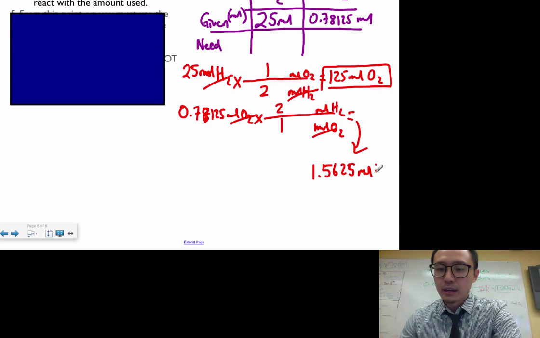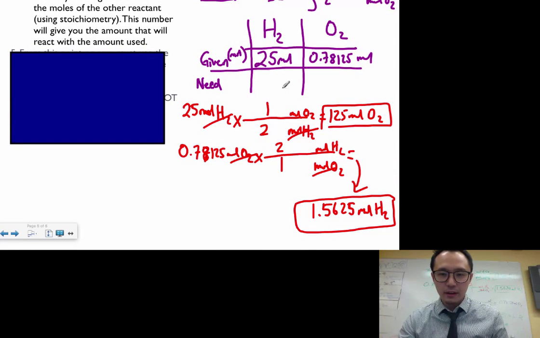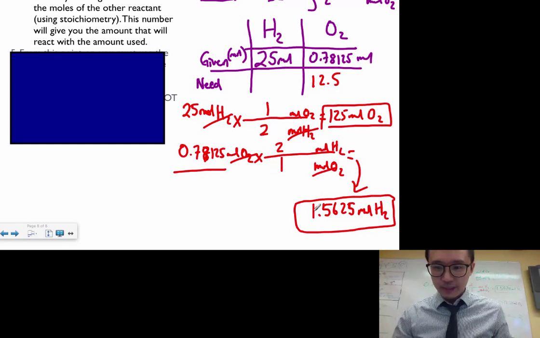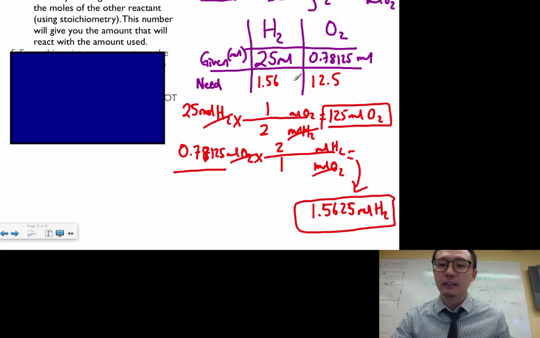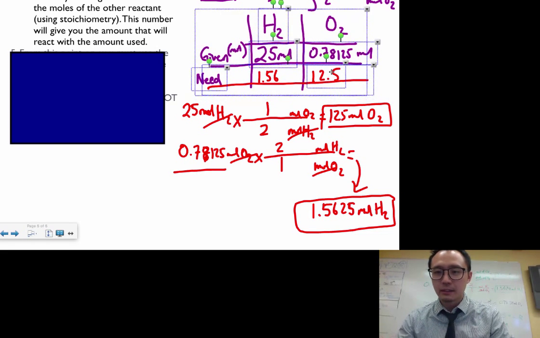moles of H2. So this is where it gets a little bit confusing. Let's put this all in. So what you have to just solve is how much you need. So if you use 25 moles of H2, 12.5 of the O2 is what you need. If you use 0.78125 moles of O2, this is the amount of H2 that you need. Okay? Put this in your table because it will make it a lot simpler once you put this into the table. So let's see if I can move this table a little bit so then there's more room.